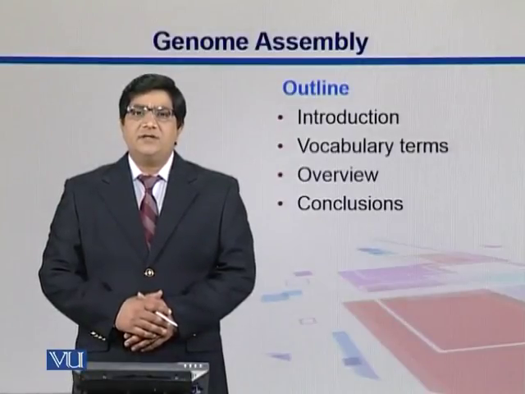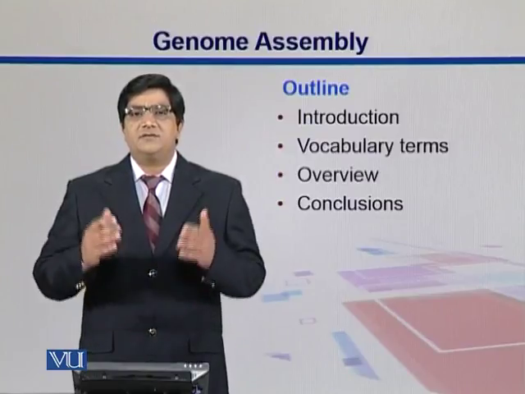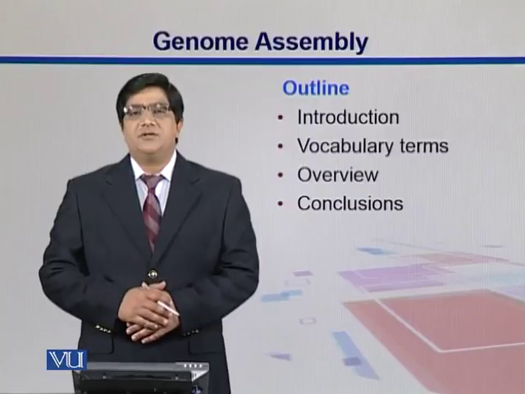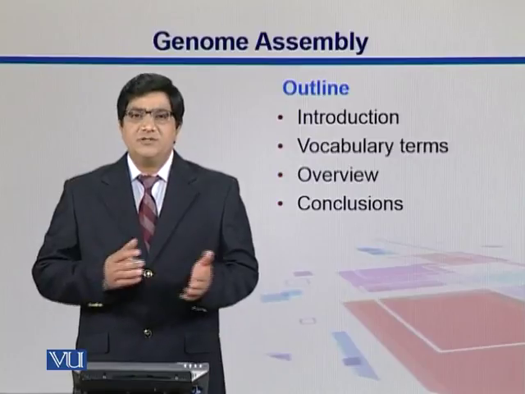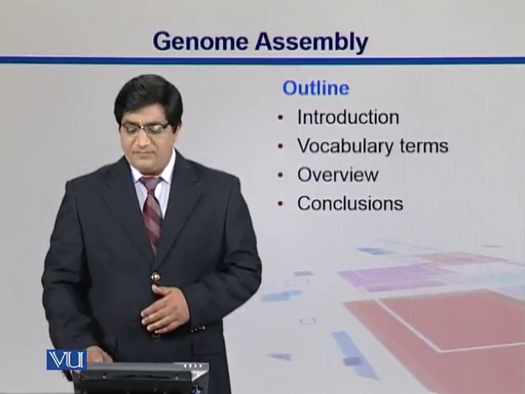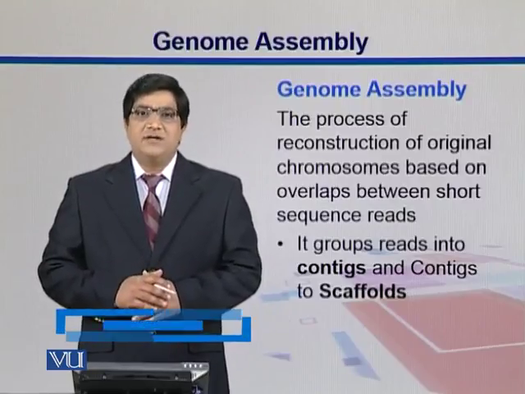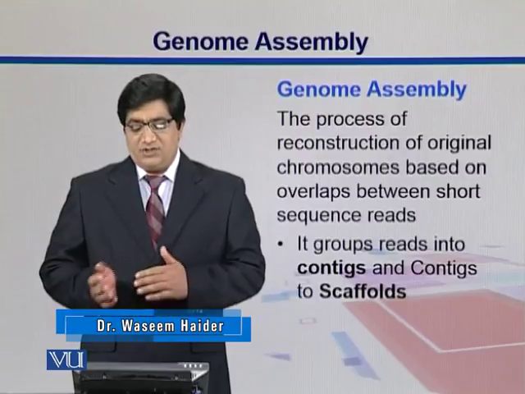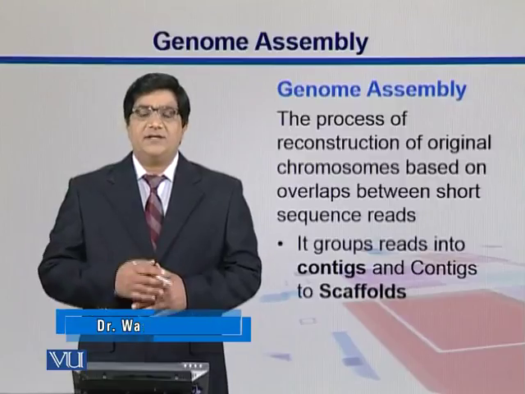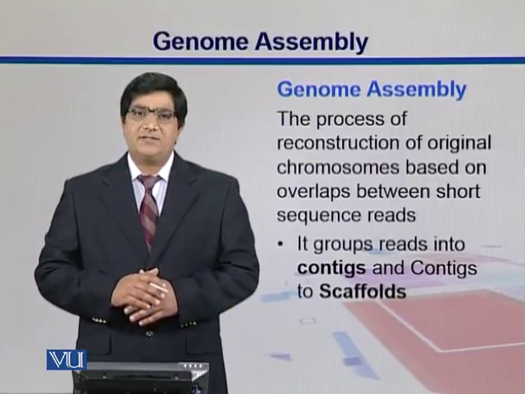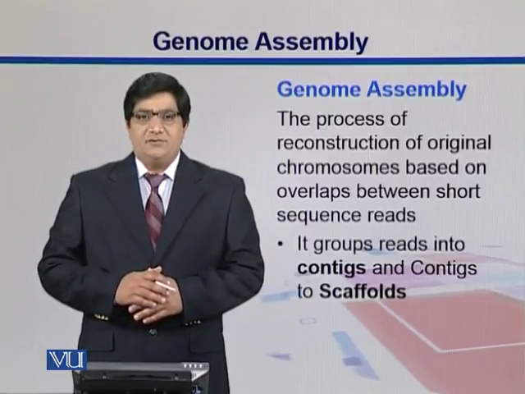So we start with the sequencing reads which come from those sequencers, and our objective is to put these reads together into the chromosomes, and from those chromosomes we can assemble a genome. So this process is called genome assembly. We define genome assembly as the process of reconstruction of original chromosomes based on overlaps among those short reads, and this process assembles those reads together into what we label as contigs, and contigs then assemble into scaffolds.